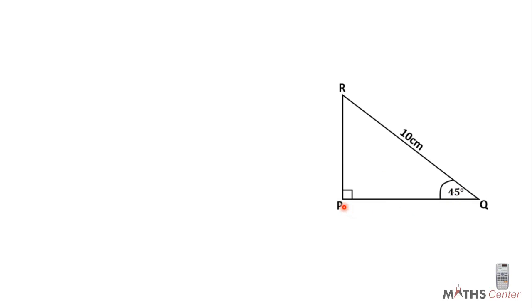So you can see that PQ is adjacent to 45 degrees. So we have PQ as adjacent. We know that this side is opposite. This side is the hypotenuse, which is RQ. So we have adjacent, we have hypotenuse. We are going to use cos.